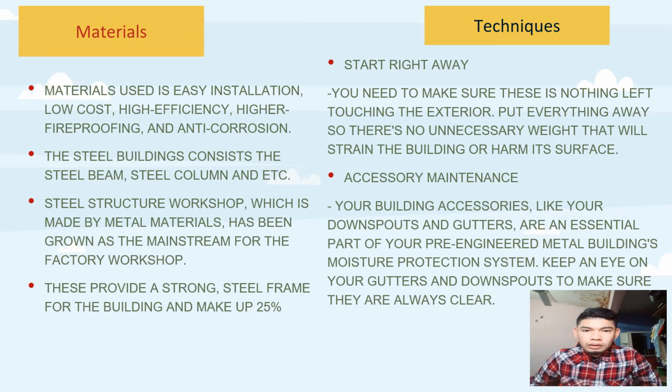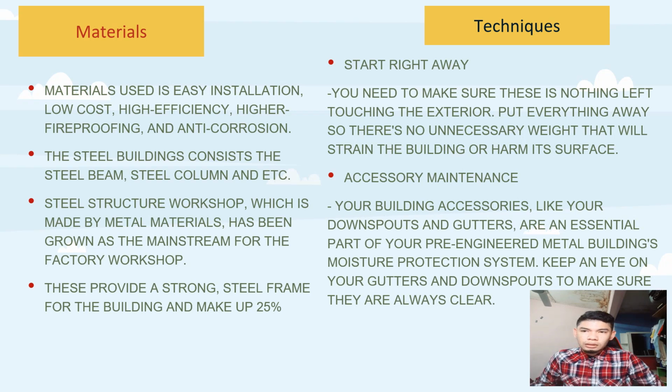Okay, for the next slide, which is the material. The material is easy to install, low cost, high efficiency, highest fireproofing, and anti-corrosion. The steel building consists of steel beams, steel columns, and anything else. Steel structure workshop, which is made of metal material, has been the mainstream for the factory workshop. This provides a strong steel frame for the building and makes up 25%.